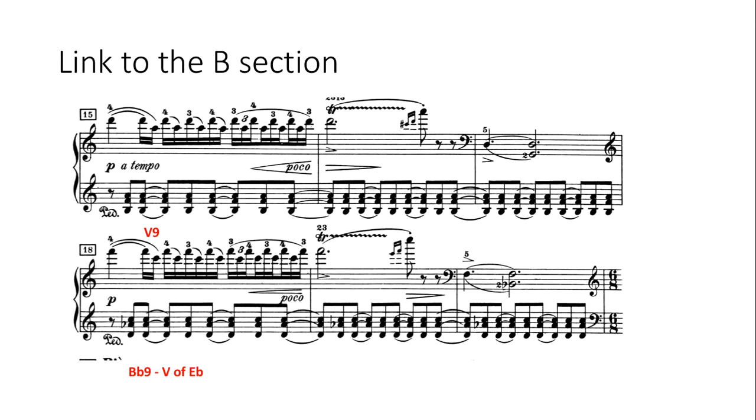We then move straight on to a linking section, which focuses on the dominant chord. We've got a dominant 9th chord in bars 15 to 17. And again, that might land on chord 1, but instead, in bar 18, we get that same chord, but we move it up a minor third. So we end up with a B flat dominant chord.